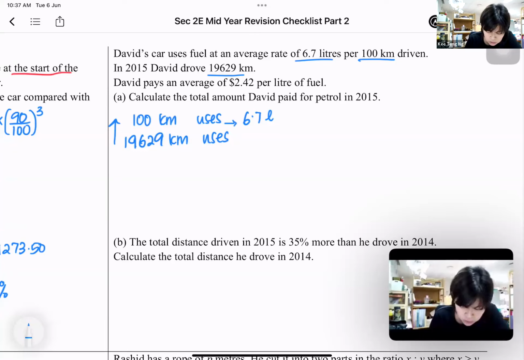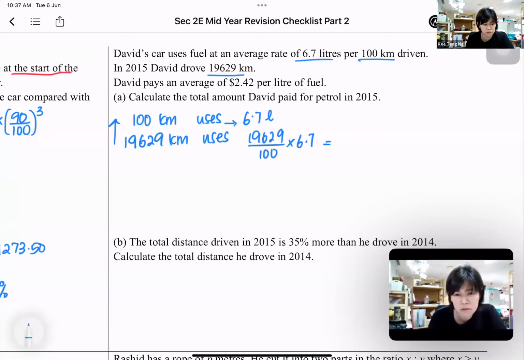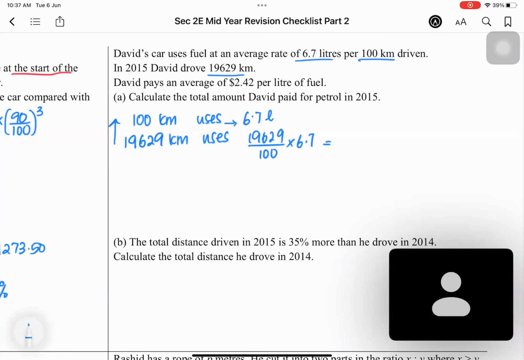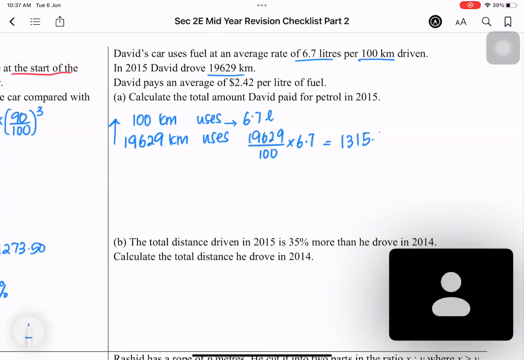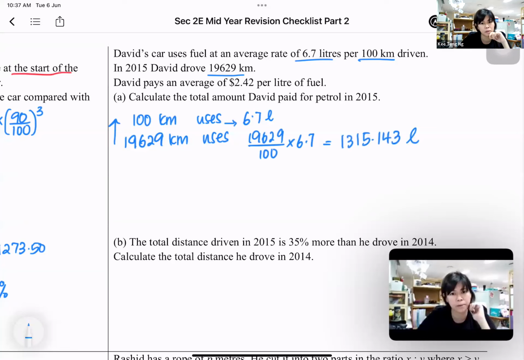Anyone can give me the answer? How many liters? You're faster than me, right? Anyone did the answer already? 1315.143. Thank you. Liters. Okay.